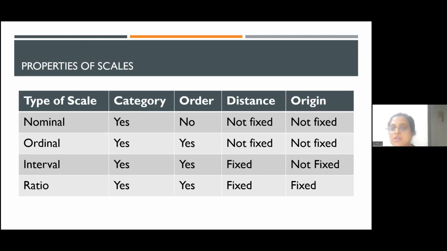Distance, for all the two, right? The nominal and the ordinal, you don't have a fixed distance, but in the case of an interval and a ratio, you definitely have a distance. Because in an interval scale, 3, 4, 5, or temperature, there is an equal distance, so you do have a distance. But origin in this case is only possible in a ratio scale.